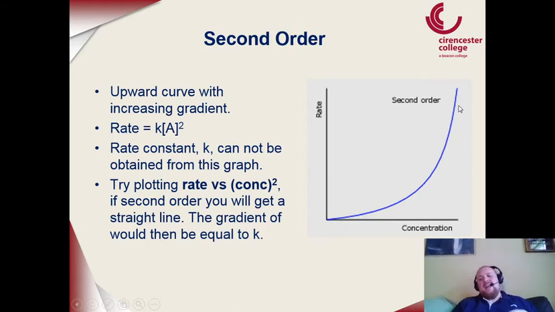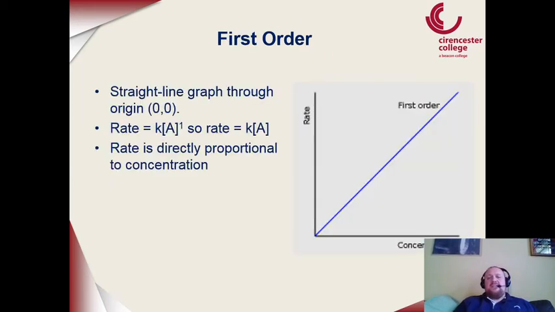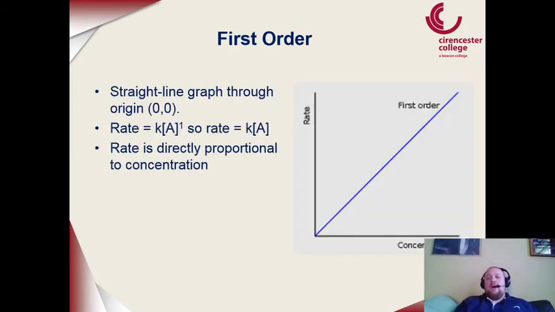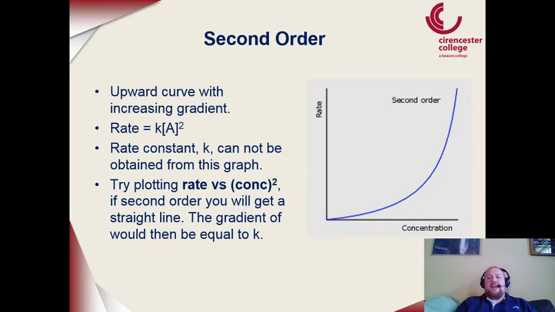If we compare our first order, zero order, and second order, they are very, very different, so they're much easier to look at. A quick tip: because we're looking at reactants, you'll notice that these ones, apart from zero order, go from the origin and upwards, whereas our concentration time graphs were going downwards. So that's a really easy way to work out which type of graph you're looking at.